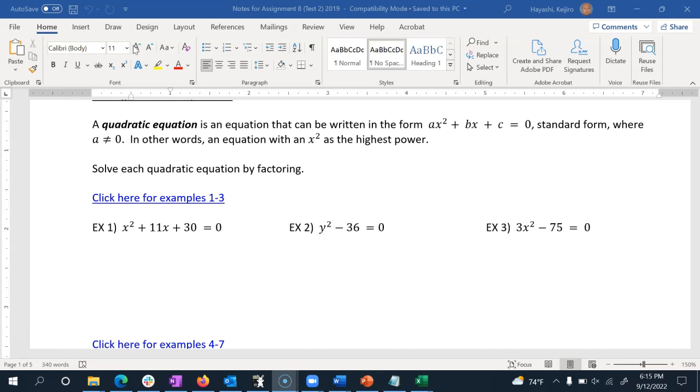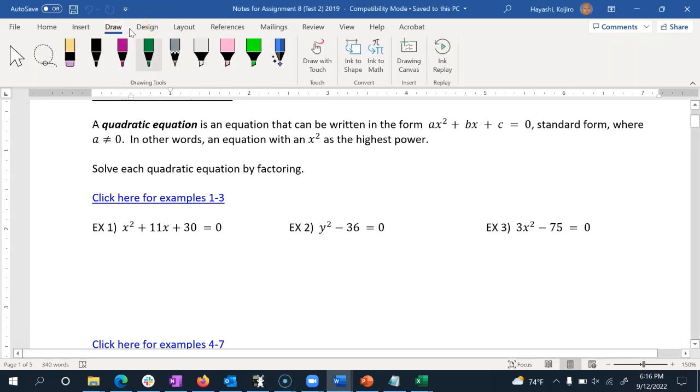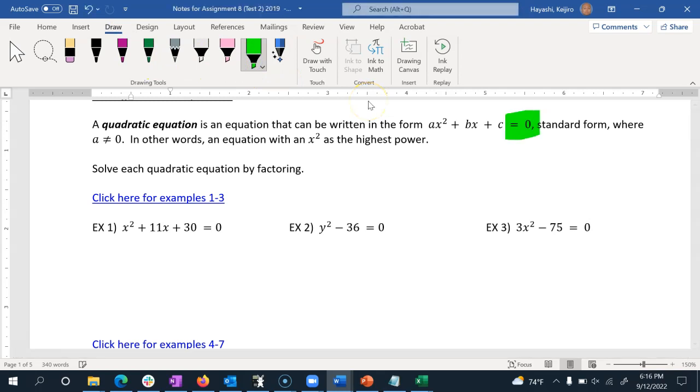It's any equation that can be written in the form ax squared plus bx plus c. So there's a coefficient for the x squared, there's a coefficient for the b, there's this constant at the end, and it equals 0. It's always going to equal 0. If it doesn't equal 0, you should make it equal 0. So that's very important. And that's called standard form, the standard form of a quadratic equation.